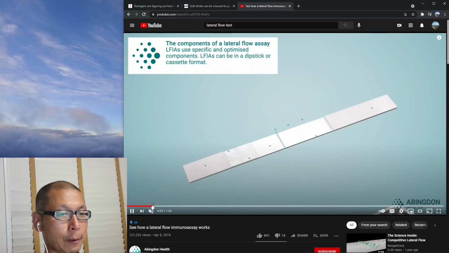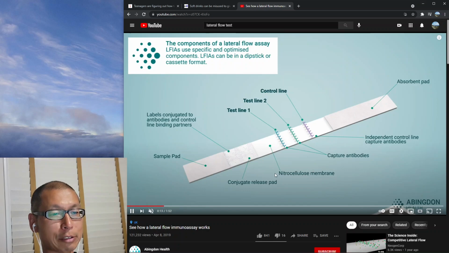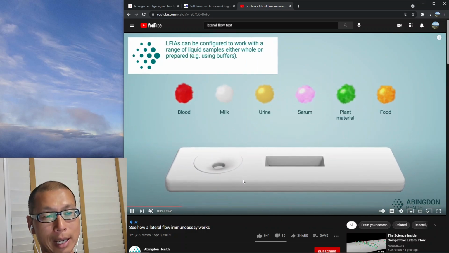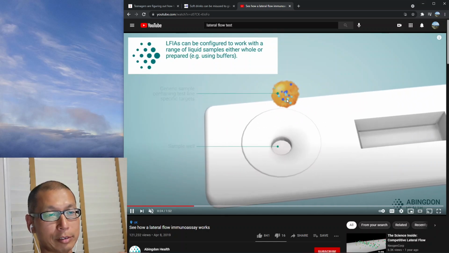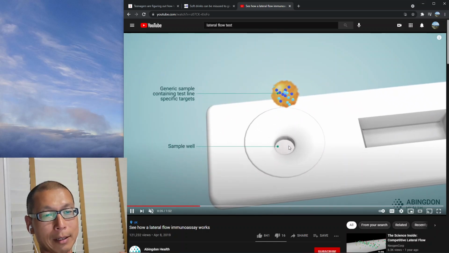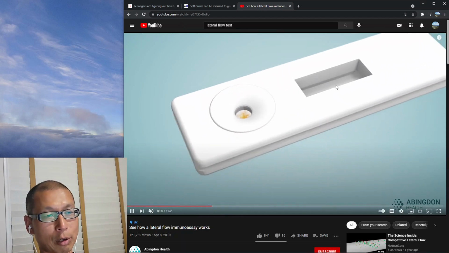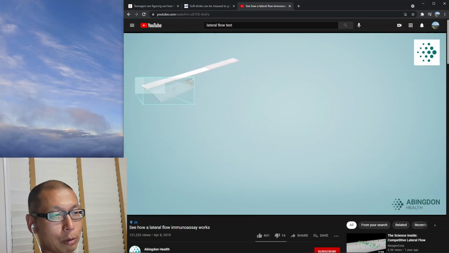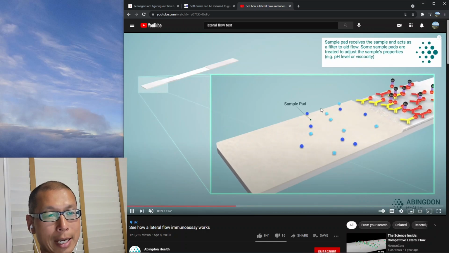Let's skip through it. So inside this test, there's basically a strip of paper. Nitrocellulose membrane. It's basically paper. And what you do is you apply the sample here, and then by capillary action, the sample moves across the paper. So you apply the sample here, and then the liquid in the sample will move by capillary action across here. Capillary action is like when you stick a piece of paper towel in water, the water will crawl up the paper towel. So it's going up in here, and here's the sample.